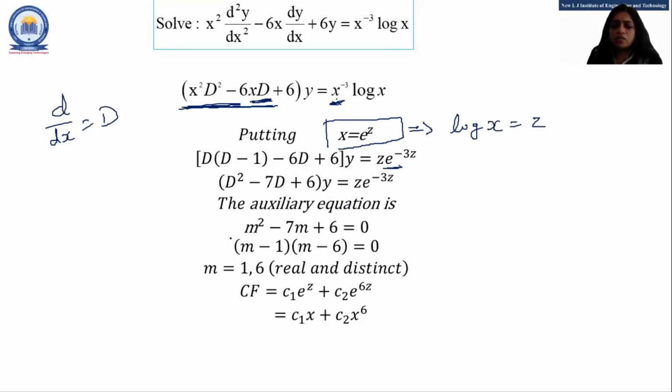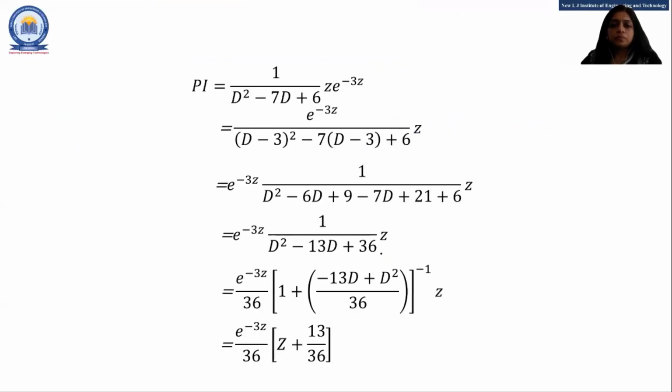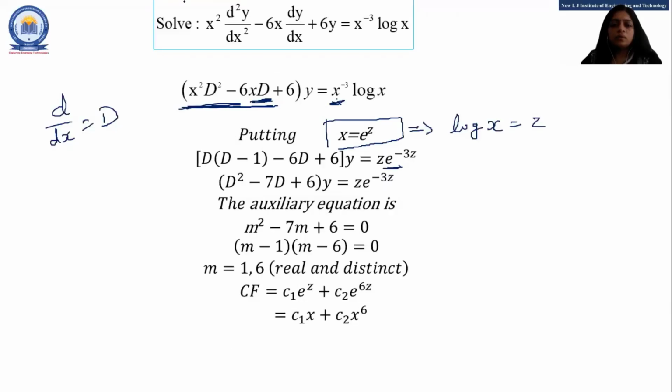Now the auxiliary equation is what? M square minus 7m plus 6 is equal to 0. So factors are (m minus 1)(m minus 6). Both roots are 1 and 6, real and distinct. So the complementary function is C1 e raised to z plus C2 e raised to 6z, that is C1x plus C2x raised to 6. Got it? Any doubt, students? Any doubt? Waiting for your answer.